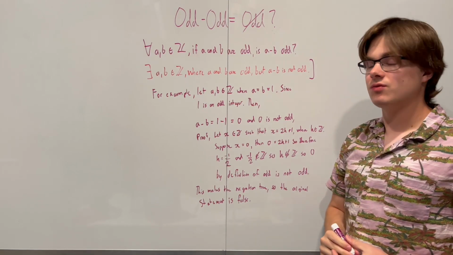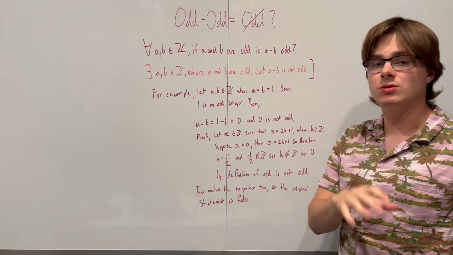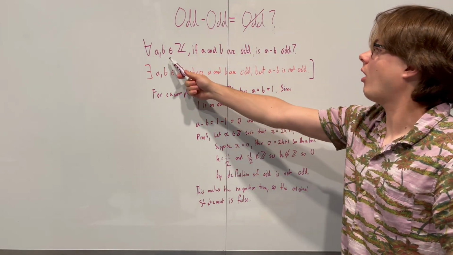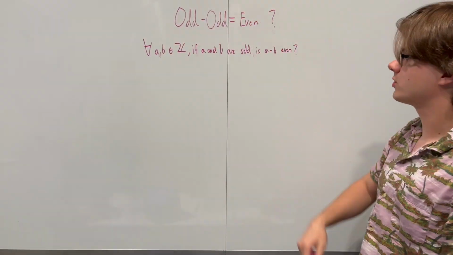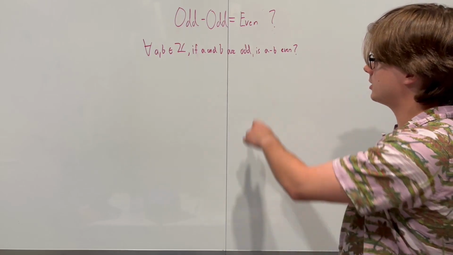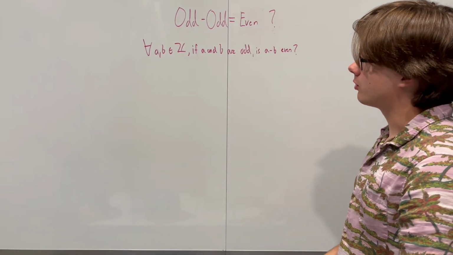In the second half of this video, I'm gonna show that it's true that it's even, because the reason I say I didn't show that is because I only showed an example. To prove that it's even, we have to say for all a, b. So for all integers a and b, if a and b are odd, is the difference between a and b even? So what do we do for a for all proof?